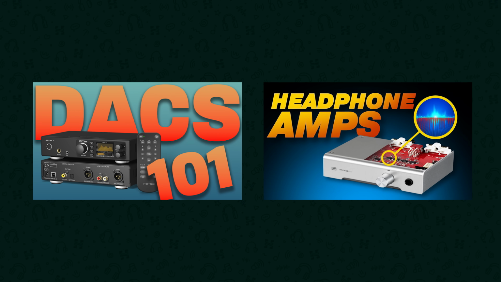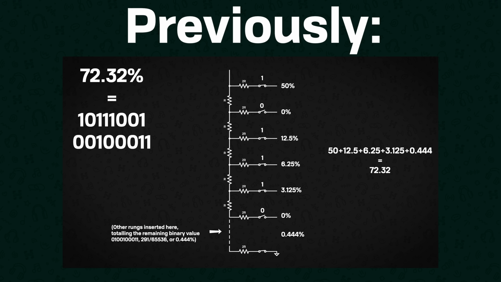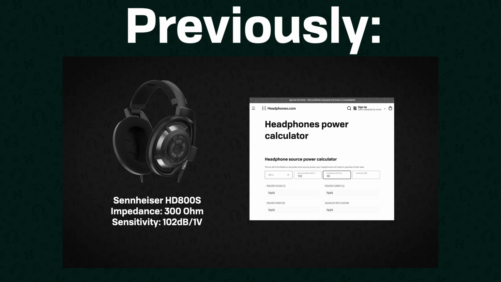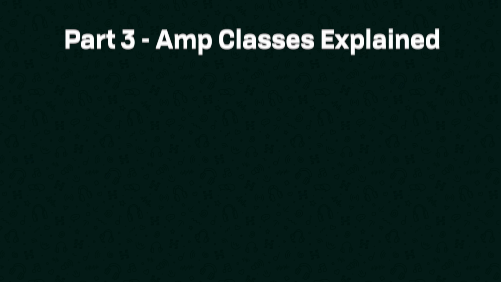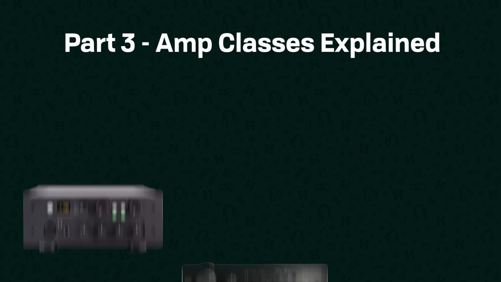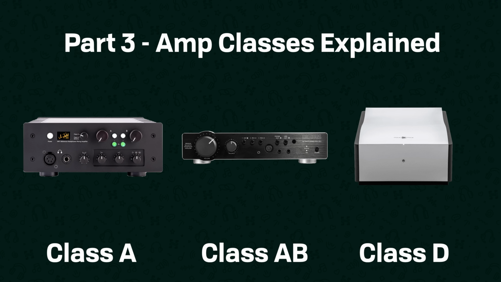In the previous two parts of this series, we talked about how DACs convert digital to analog, and why once you've got an analog signal, you still need an amplifier to actually power your headphones or speakers. And in this third and final part, we're going to be talking about what the differences between the three main types of amplifiers used in audio are and how they work.